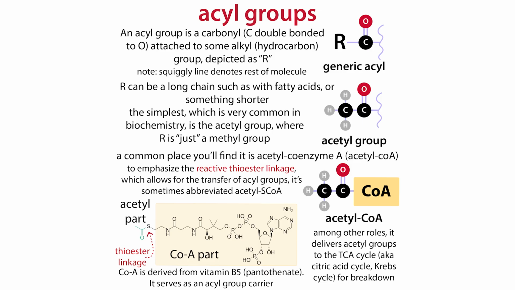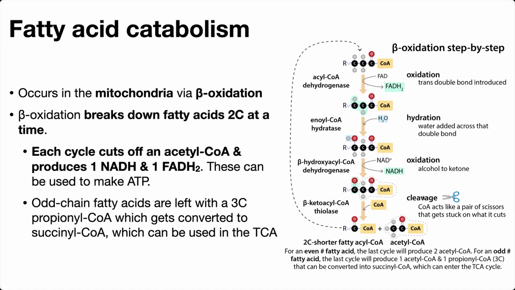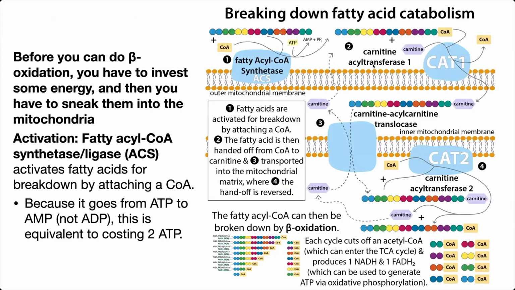When we do this breakdown, rather than breaking down a fatty acid, we're breaking down a fatty acyl-CoA. So our fatty acid already has a CoA attached to it. Then we're basically using CoA like a pair of scissors that gets stuck on what it cuts. And so we're cutting off 2 carbons, but keeping those carbons attached to a CoA. And so we need to have a CoA that's attached to the end in order to begin with. And so we start with a fatty acyl-CoA rather than starting with a fatty acid. But a fatty acyl-CoA cannot get into the mitochondria.